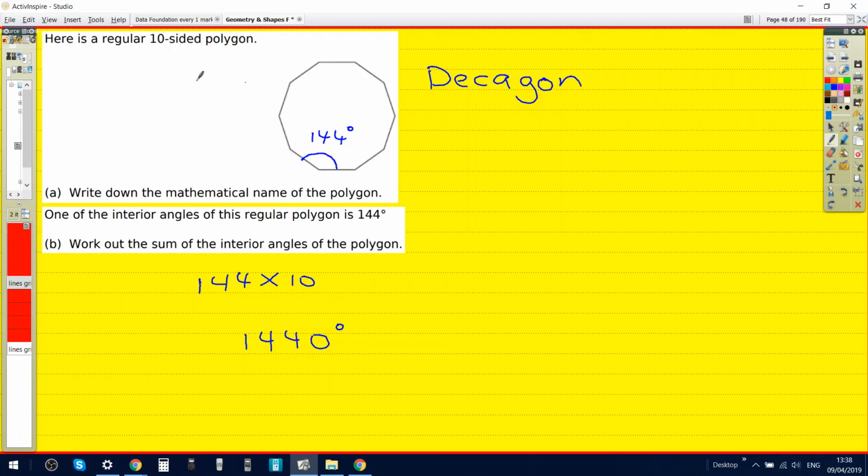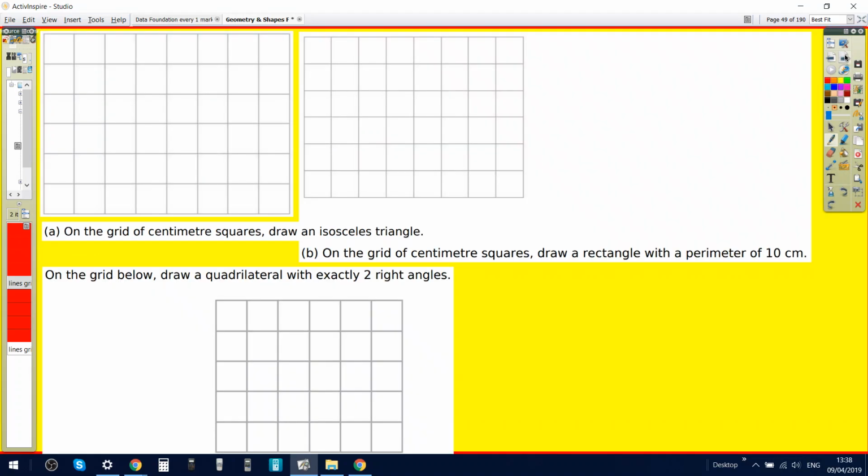Okay, hang on, sorry. The important word there is regular. Regular means all sides are the same length. Oh, right. So a square is a regular quadrilateral. Okay, how about top left?